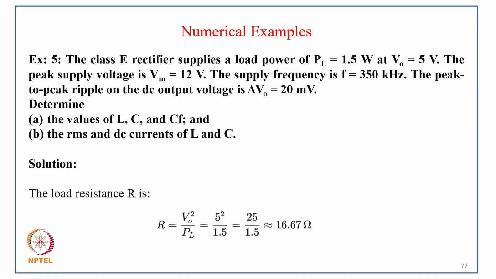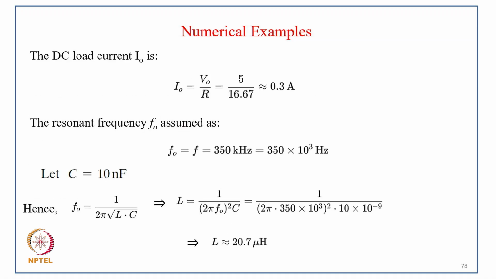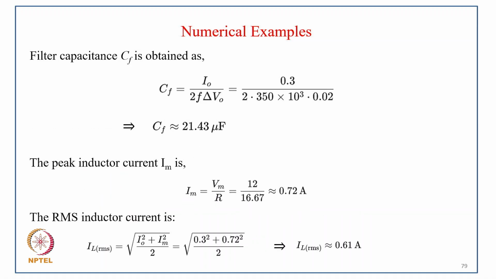So for the solution, the load resistance R equal to V0 square upon PL. So putting a value it comes 16.67 ohm, and DC load current is now I0 equal to V0 upon R. Putting a value it comes 0.3 ampere. And resonant frequency is assumed as F0 equal to 350 kHz, and considering C equal to 10 nanofarad. So from F0 equal to 1 upon 2 pi under root LC, we get L from this formula, around 20.7 microhenry.